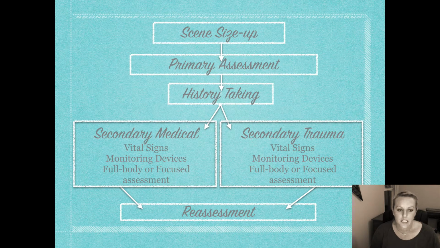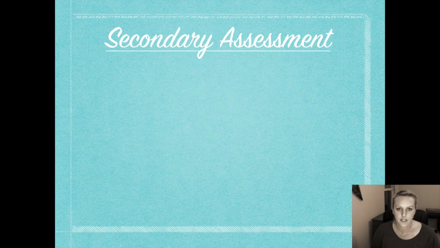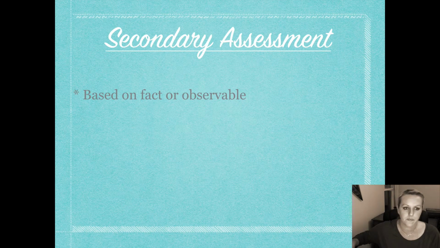So after the history taking, we really need to diverge into two different categories, one being our secondary medical or our secondary trauma. We're going to do about the same thing on both of them. We're just going to have a little bit different approach. Okay, so our secondary assessment. By the way, I'm starting off on page 625.